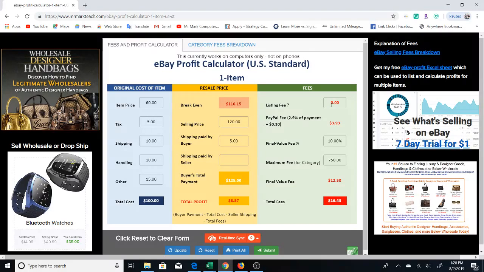The listing fee should be considered if you are listing an item one time and selling it. However, if you're paying one listing fee and selling an item multiple times, you may not consider the listing fee. The listing fee by default is 0. We then move on to the PayPal fee. The PayPal fee is 2.9% of the buyer's total payment plus 30 cents.